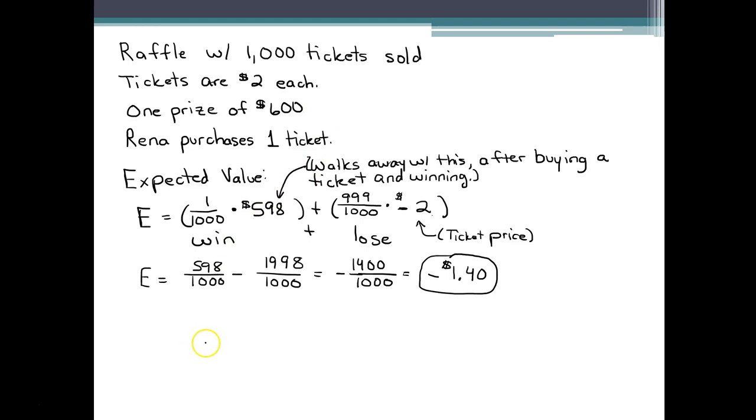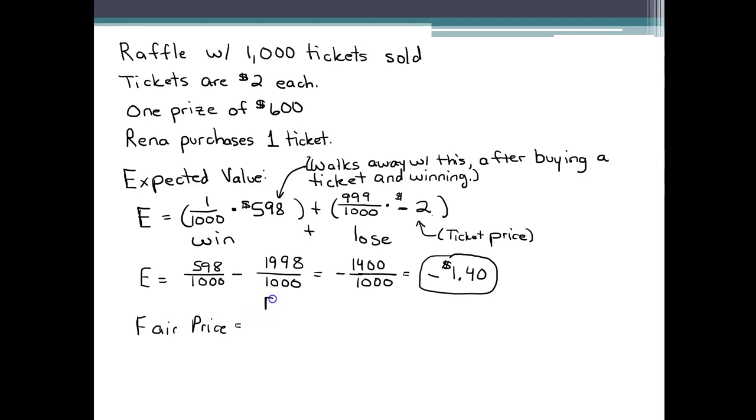So even though they have to give out the prize of $600, they're bringing in $2,000 in ticket sales minus the $600 prize, and they're still walking away with $1,400. And -$1.40 times 1,000 tickets is that $1,400. Okay, fair price.